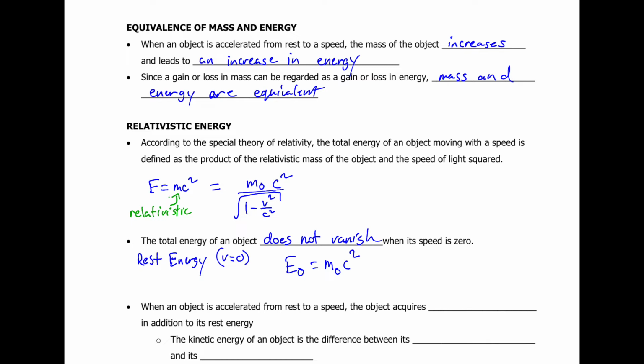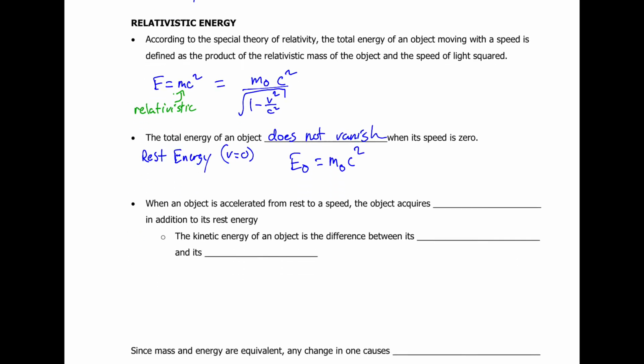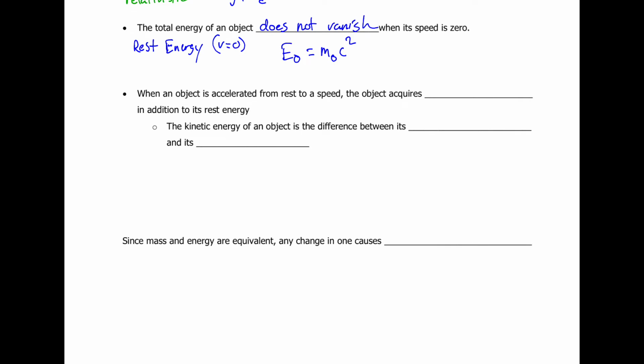Any questions so far? Still feel it's just basically rewriting transformations over and over again. Okay. When an object is accelerated from rest to a speed, an object acquires kinetic energy. You're like, yes, something I understand and agree with. If I make something go from rest to speed, it has gained kinetic energy. Excellent. So it has kinetic energy and its rest energy. So the kinetic energy of the object is the difference between its total energy and its rest energy.